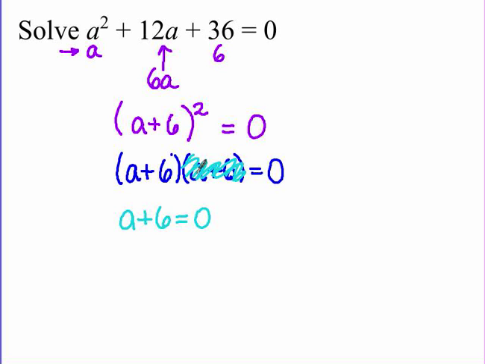And how do you find the solution? Subtract 6. And so what does a equal? -6. -6, and there you go. So whenever you have a perfect square trinomial, you're only going to have one solution.